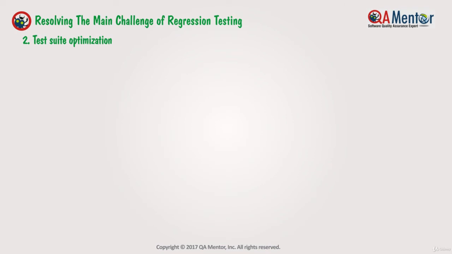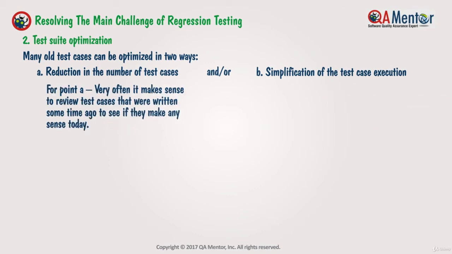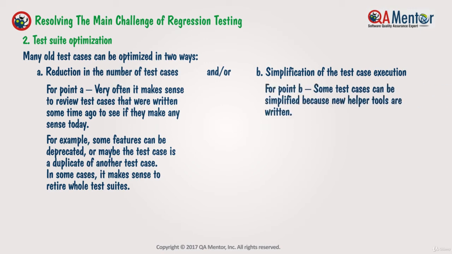2. Test suite optimization. Many old test cases can be optimized in 2 ways: a reduction in the number of test cases and/or simplification of the test case execution. From point A, very often it makes sense to review test cases that were written some time ago to see if they make any sense today. For example, some features can be deprecated, or maybe the test case is a duplicate of another test case. In some cases, it makes sense to retire whole test suites. For point B, some test cases can be simplified because new helper tools are written. An example of a helper tool is the account creator that we use at ShareLane.